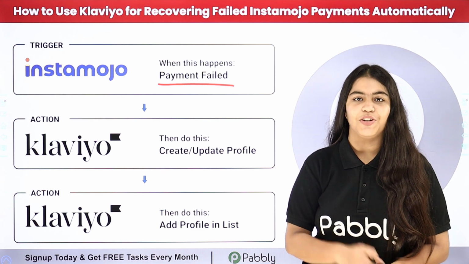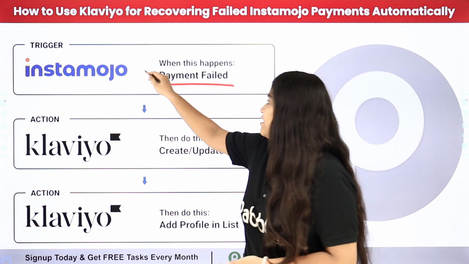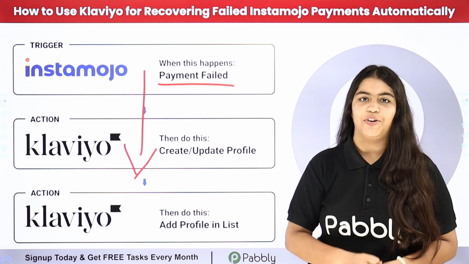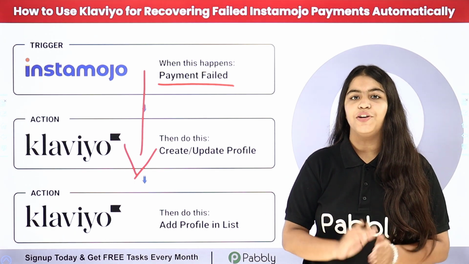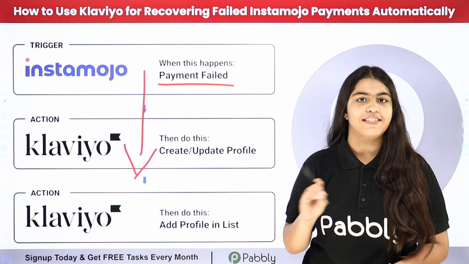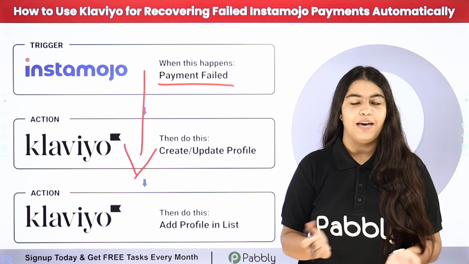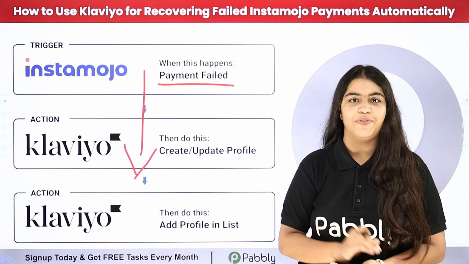So to do this we are going to create a connection between Instamojo and Klaviyo. To create this connection without knowing any programming or coding language, we are going to use Pabbly Connect. It is an amazing automation software. So do you also wish to learn this process step by step? Then let me take you to my computer screen.